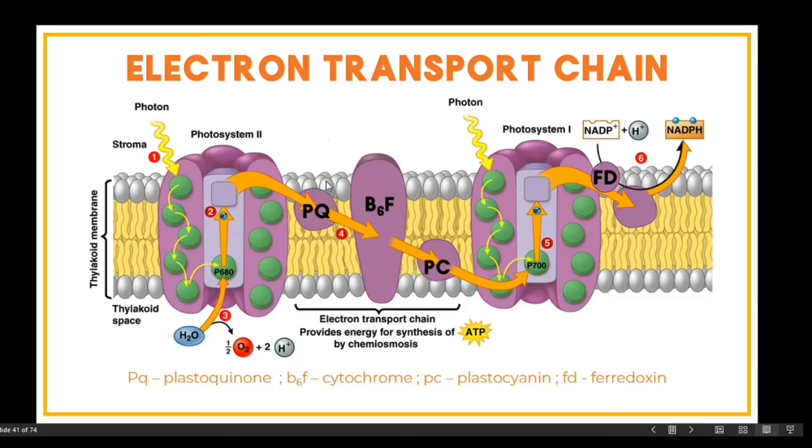As electrons are passed through the electron transport chain, they lose energy in the form of heat. Therefore, once it reaches the P700 of photosystem 1, it is back to its ground or low energy state. What happens there is that photons will be absorbed by the pigments of photosystem 1 and channeled to the special pair of the P700 of photosystem 1 where the electrons are found. So the electrons in this special pair are re-energized.